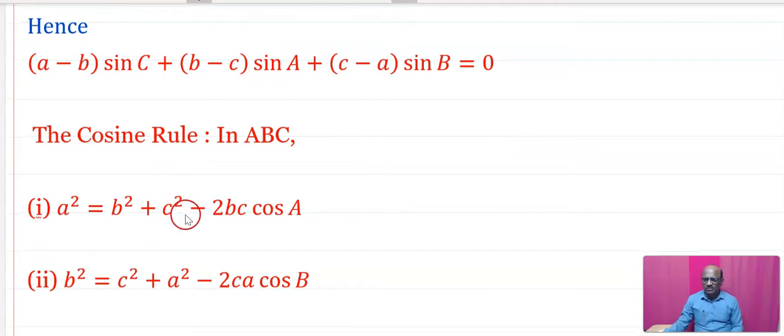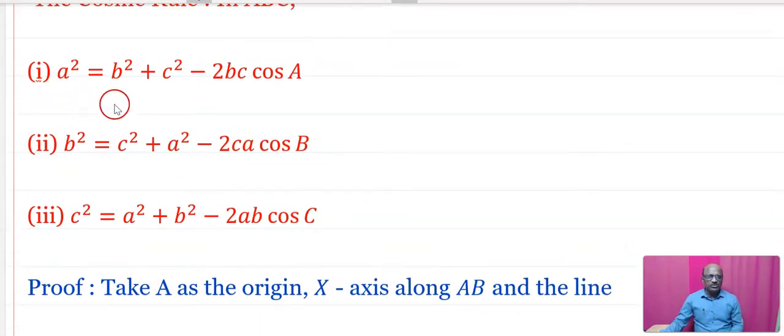Now the cosine rule. Just like the sine rule, similarly here the cosine rule. In triangle ABC, a square is equal to b square plus c square minus 2bc cos A. Second, b square is equal to c square plus a square minus 2ca cos B. Third, c square is equal to a square plus b square minus 2ab cos C.